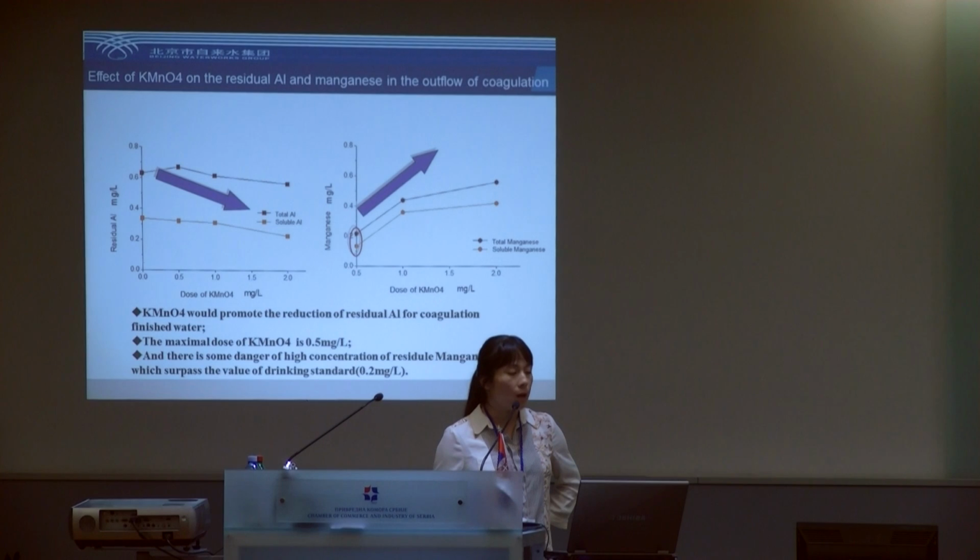This slide is the effect of potassium permanganate on the residual aluminum and the manganese in the outflow of coagulation. The left-hand figure is the residual aluminum with different dose of potassium permanganate, and the right-hand figure is the manganese concentration with different dose of potassium permanganate. We could see from the left figure, there is a reduction trend with the addition of potassium permanganate, but the manganese concentration has a trend of rising.